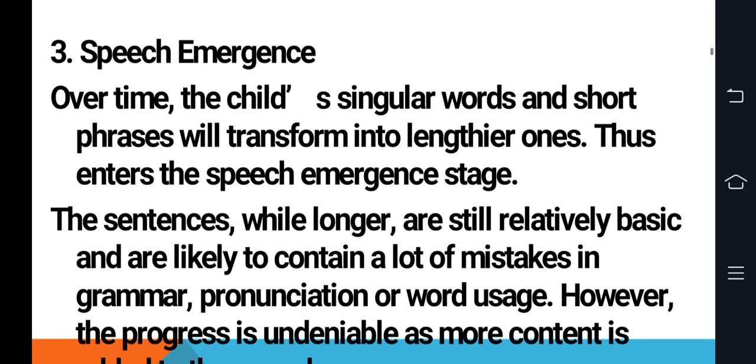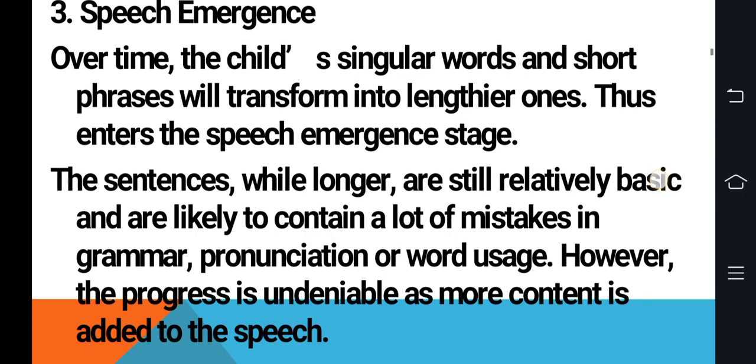The third part is speech emergence. Over time, the child's singular words and short phrases will transform into lengthier ones, and thus enters the speech emergence stage. Here, the sentences, while longer, are still relatively basic and are likely to contain a lot of mistakes in grammar, pronunciation and usage.